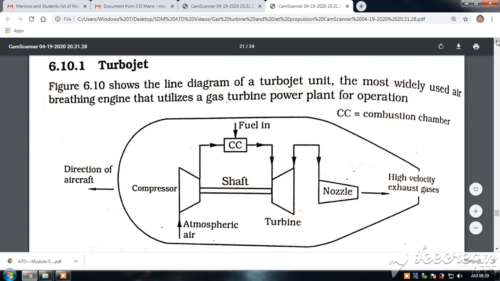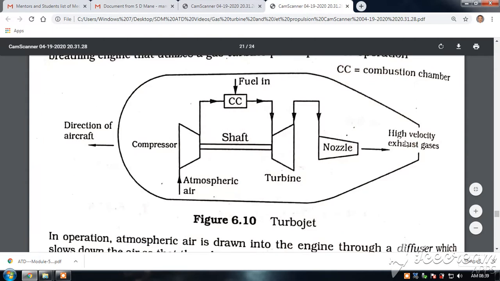Hello students, in this discussion we will see the turbojet engine, which is the most widely used air breathing engine that utilizes a gas turbine power plant for operation, and this turbojet you find in all these latest generation aircraft. Now we will see the sketch of this turbojet engine.